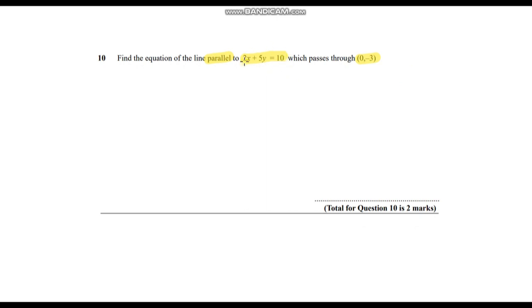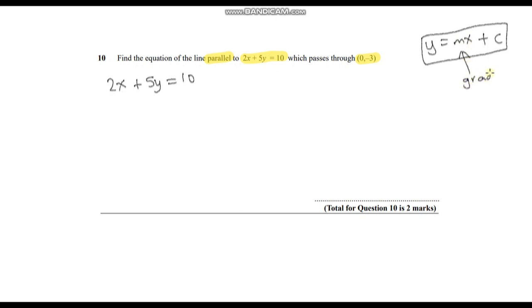So let's first of all work out what the gradient is of this line. We've got 2x plus 5y equals 10. Now, the easiest way I find to find the gradient is if we put it in y equals mx plus c form. Because when we get it in this form, we know that m, whatever number is in front of the x, is the gradient. So let's make y the subject.